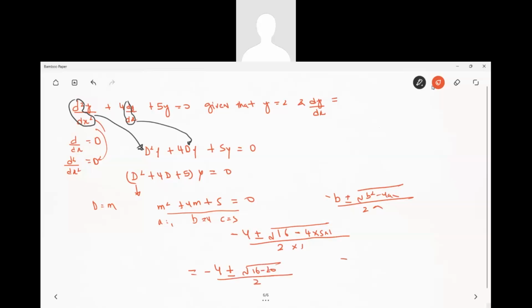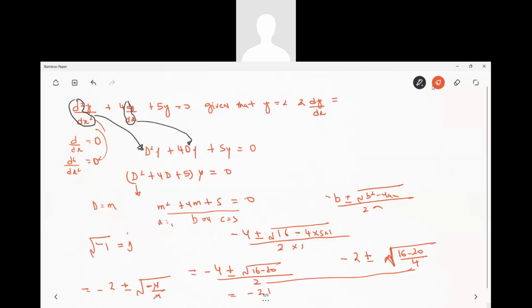Correct. So this becomes minus 2 plus minus. When the 2 is taken inside the square root, it has to become 4, because the square root of 4 is 2. So I made it 4. So this is minus 2 plus minus the square root of 16 minus 20, that is minus 4, by 4. So this becomes the square root of minus 1, which is nothing but j. So this is minus 2 plus minus j, right?